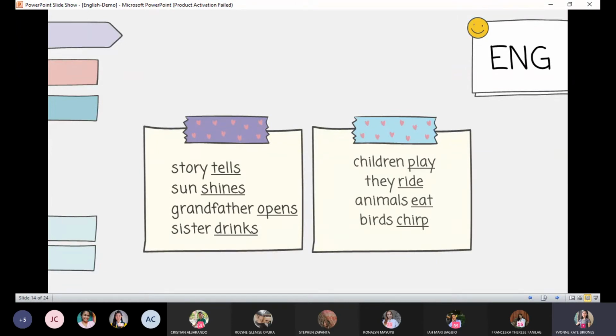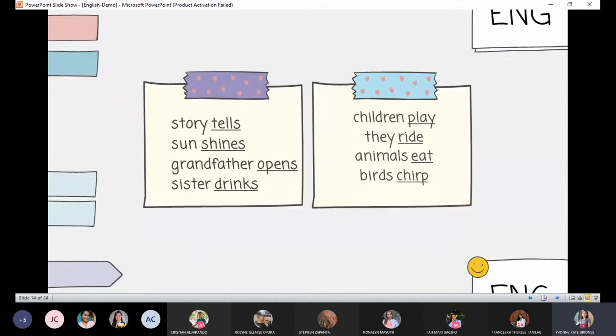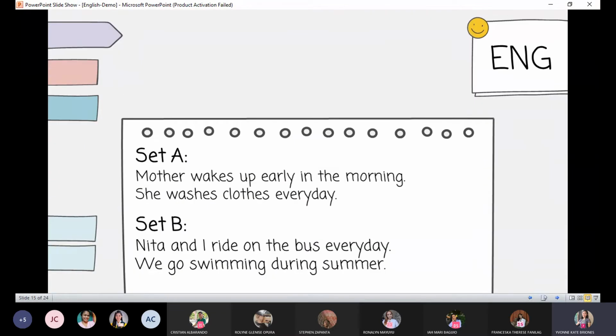Now, I have here another group of sentences. Set A. Mother wakes up early in the morning. She washes clothes every day. Set B. Nita and I ride on the bus every day. We go swimming during summer.